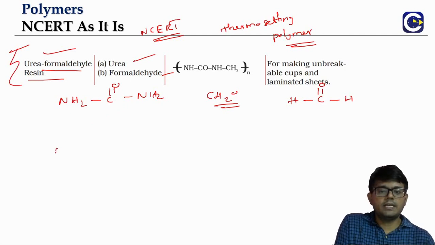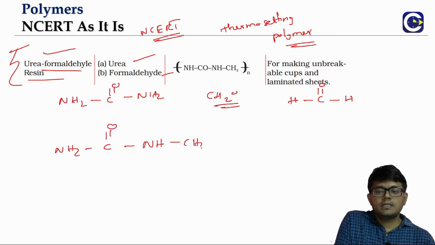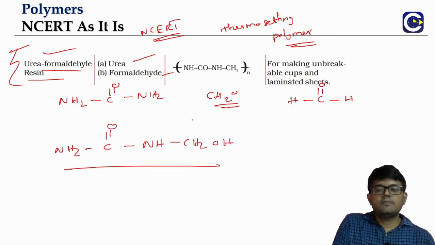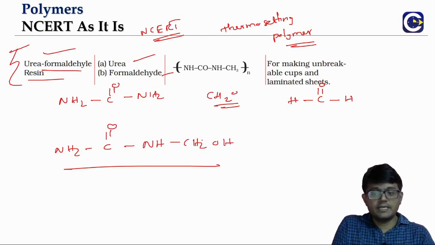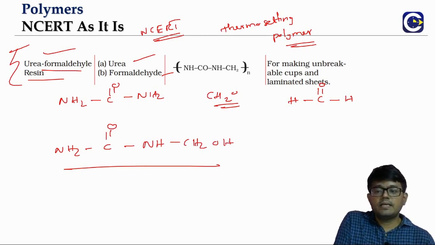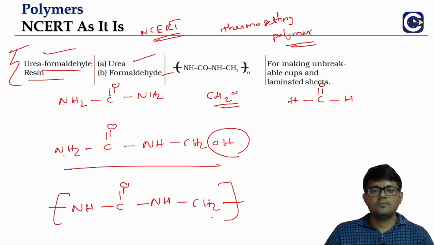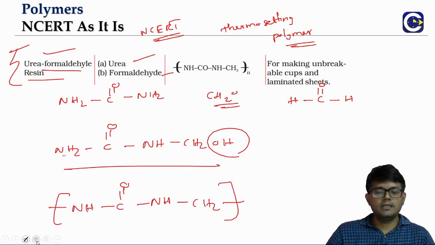So resin means we will get NH2, CO, NH, CH2OH. This is the resin that will be formed, and from the resin, when it undergoes polymerization, you see here what happens. From here the OH will be removed from the adjacent unit. From the amino group we have the hydrogen removed. Thereby we will have the repeating unit. So you see what is the repeating unit? NH, CONH, CH2. This is the repeating unit for the urea formaldehyde resin.